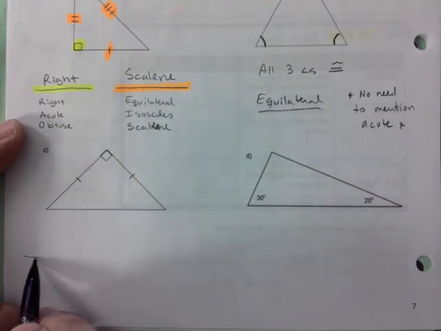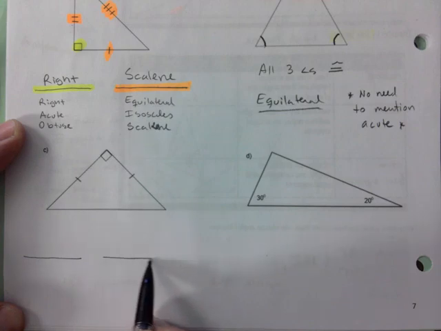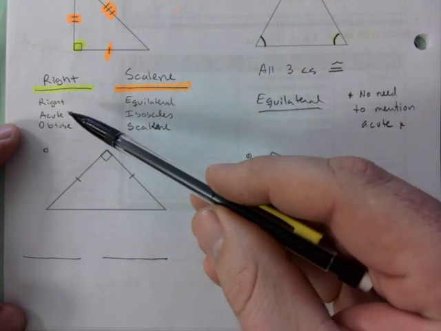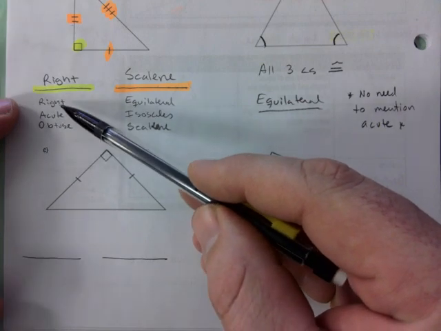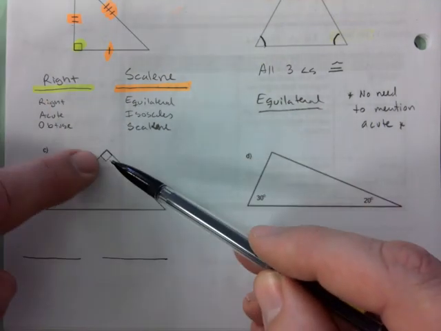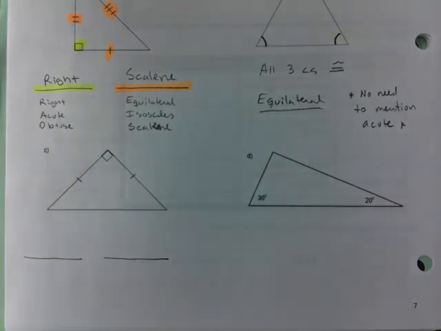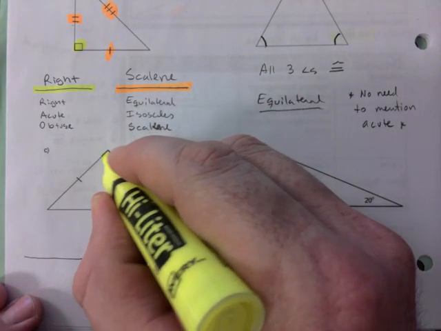First name and last name. I'm just going up here to help me out. Which one of these three is it? It is right, because you have that there. So I will use the highlighter part.